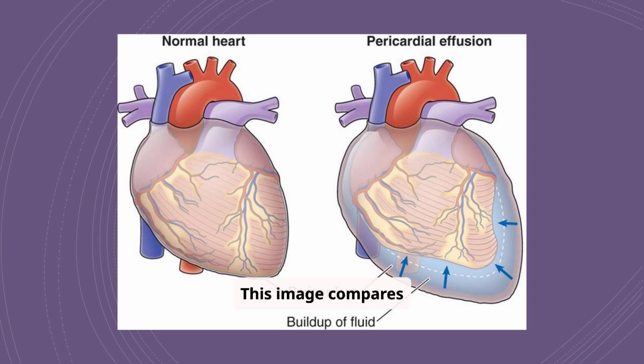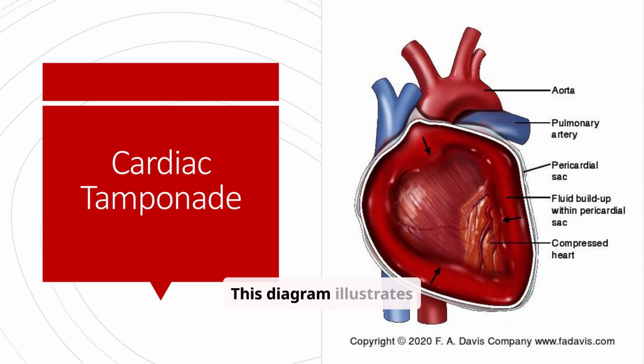This image compares a normal heart to a heart with pericardial effusion. Notice the fluid buildup around the heart in the heart with pericardial effusion. This diagram illustrates cardiac tamponade. Fluid buildup within the pericardial sac compresses the heart, impairing its ability to pump effectively.